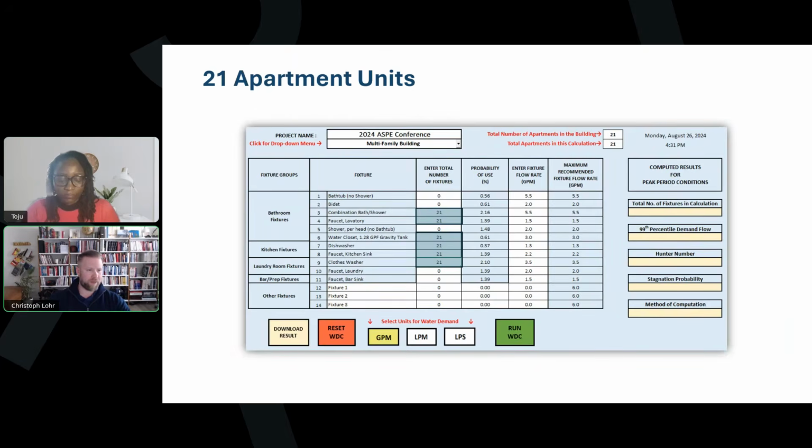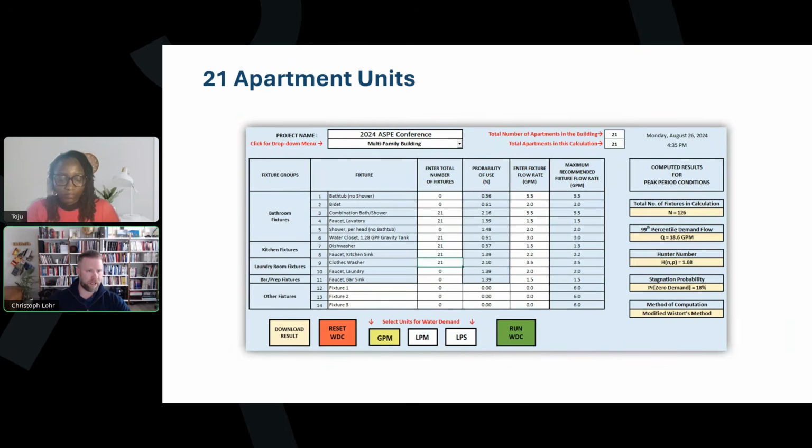After we fill in all of that information, we're going to press that green button, Run Water Demand Calculator. And we're going to get a result here on the right-hand side of a total number of fixtures in the calculation of 126 and a 99th percentile demand flow rate of 18.6 GPM.